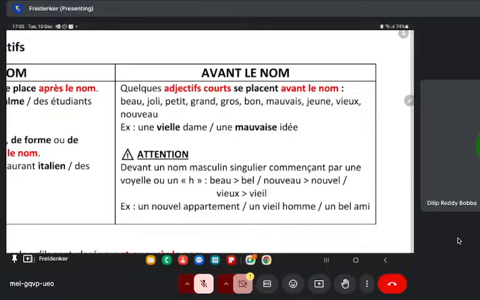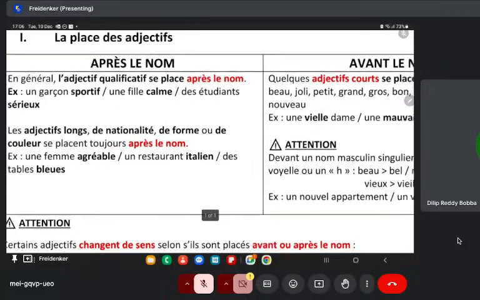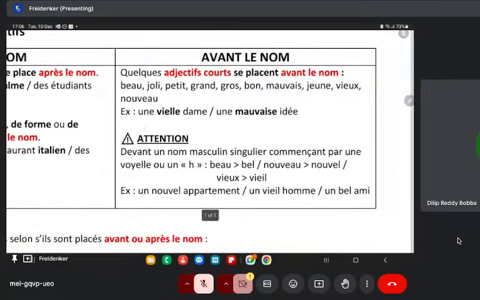So even though it looks long, they're considered to be short. They're placed before the noun, so you can't write it after the noun. So you can't say une dame vieille. That is wrong. You have to say une vieille dame, an old lady. Une mauvaise idée, a bad idea. In French in general, you're supposed to write it after the noun, but before the noun, you have some cases where if you find these adjectives, then you have to write it before.